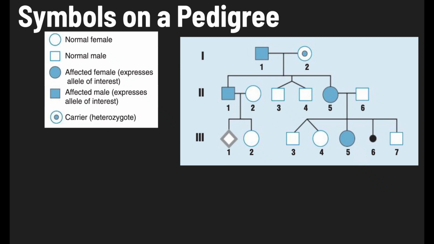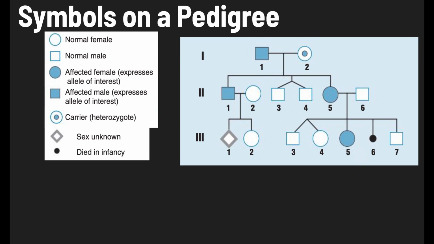Now, when you see a dot in the center of either a circle or a square, that represents an individual who is a carrier. This individual would be heterozygous. They would have one of each allele here. If you see this diamond, the sex is unknown. It's unknown whether the individual was male or female. If you see this small black circle, that means the individual died in infancy.